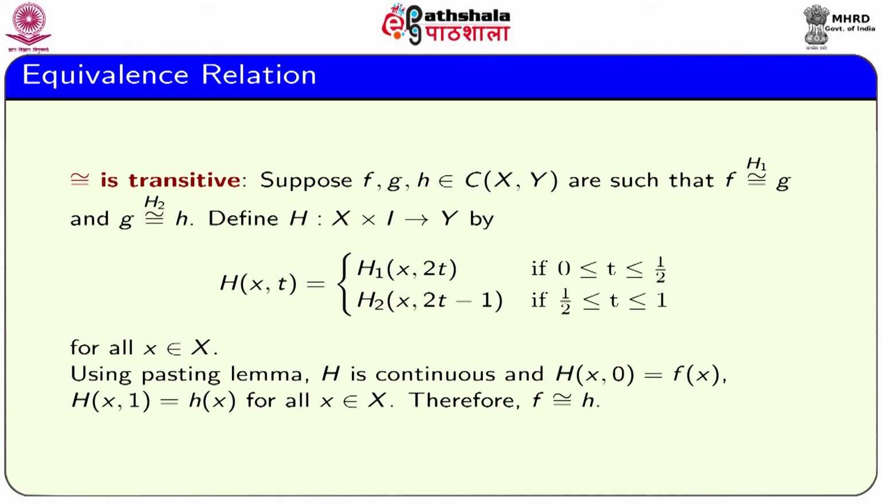Then using the pasting lemma, since H1 and H2 both are continuous on the closed intervals 0 to half and half to 1 respectively, and at the point t equal to half, H1(x,2t) and H2(x,2t minus 1) share the same value, by the pasting lemma H is a continuous function, and H(x,0) is equal to f(x) and H(x,1) is equal to g(x) for all x belonging to X. And that gives a homotopy between f and g.